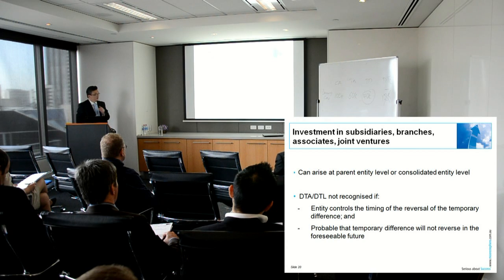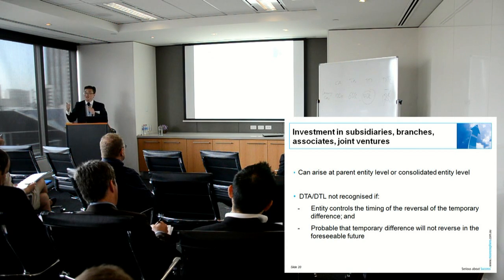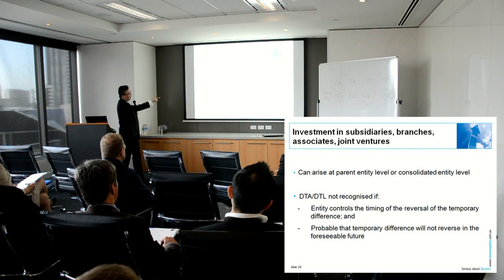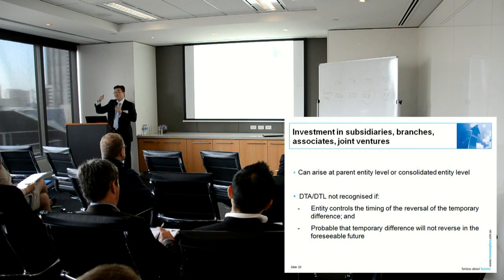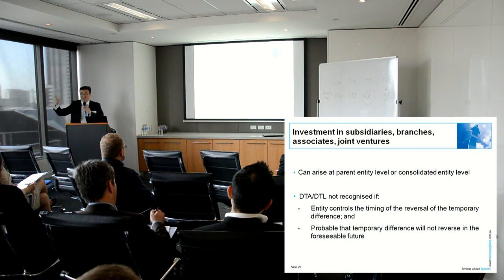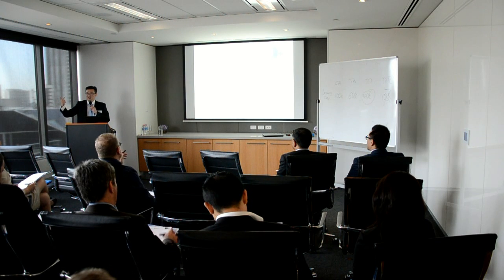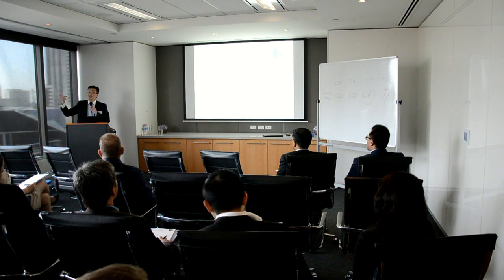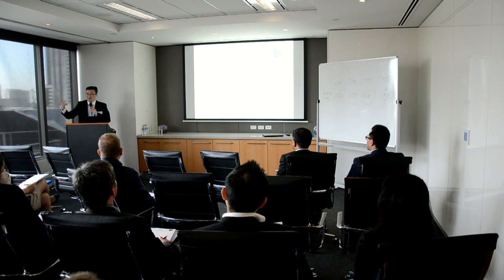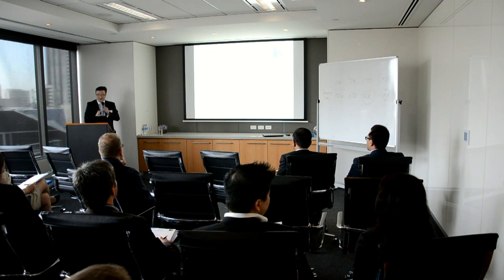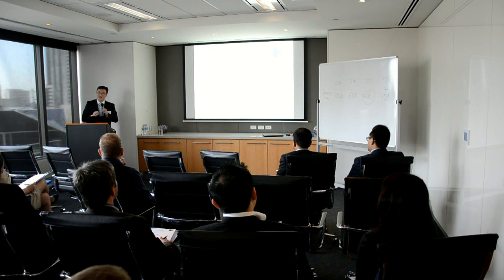Number two is you're not going to dispose of that investment in the near future, and it's unlikely that you're going to receive unfranked dividends from that investment. Okay, it's probable that the temporary difference will not reverse in the foreseeable future. You're not going to dispose of it in the foreseeable future, so you're not going to trigger a gain or loss, and you're not going to receive any unfranked dividends. Now I say unfranked because franked dividends are effectively not taxable to a company when it receives that dividend. So that's the exception for investments.